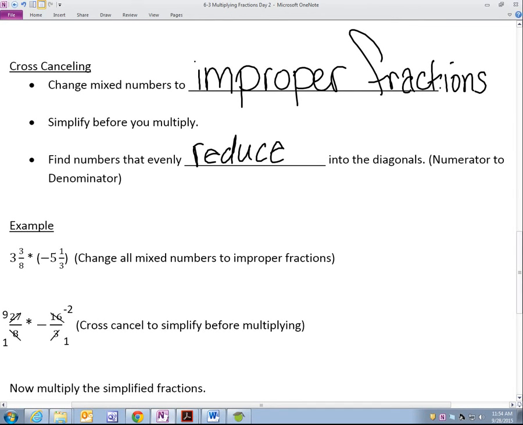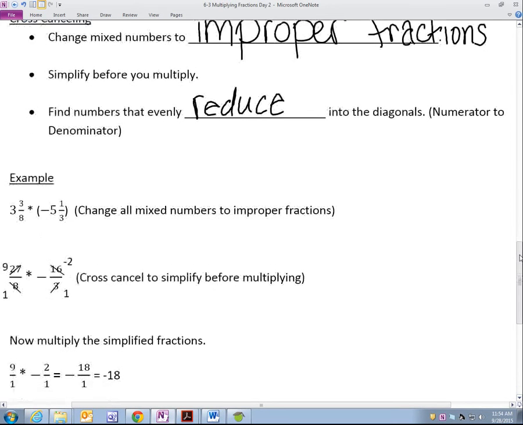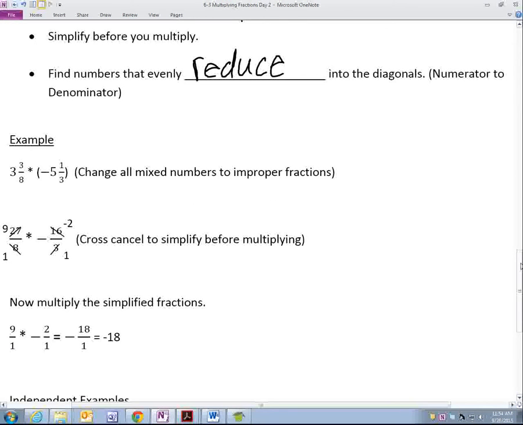So for the example, it says 3 3/8 multiplied by -5 1/3. You have to change all mixed numbers to improper fractions. So let's do that right here. So I have 3 3/8. It's already been done below, but we're going to write it out as well. Multiplied by -5 1/3.